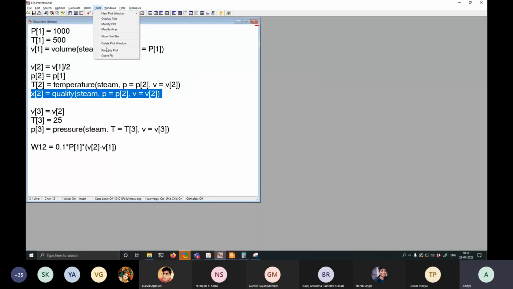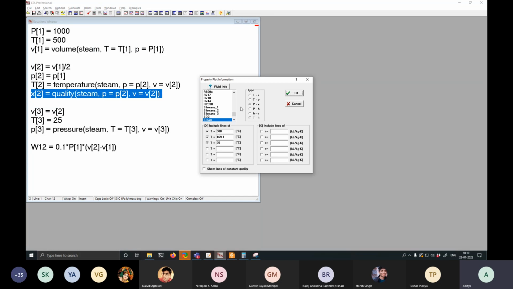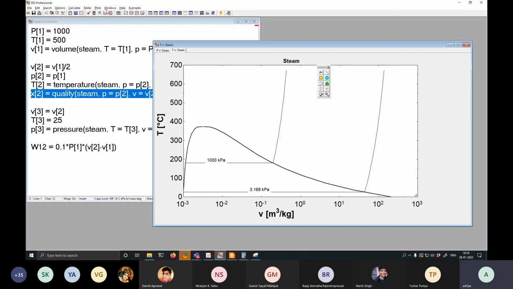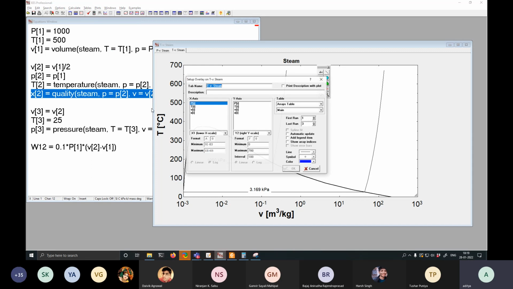We'll go to plots, property plot, steam, TV diagram. We don't want to include this. We will include pressure of 1000 and pressure of 3.169, right? Now in this plot, we will go to plots, overlay plot. On the x-axis, we have the specific volume. On the y-axis, we have the pressure. We click on OK.